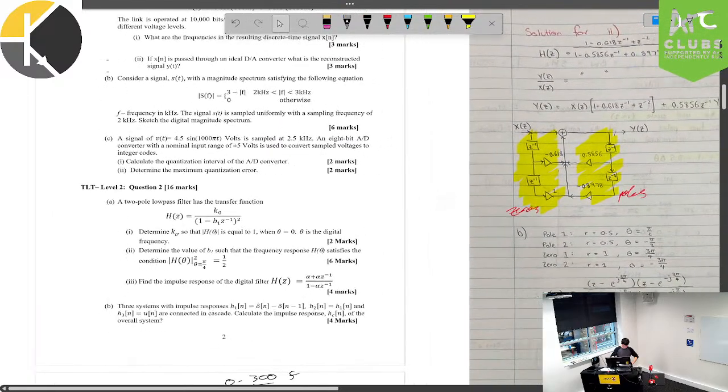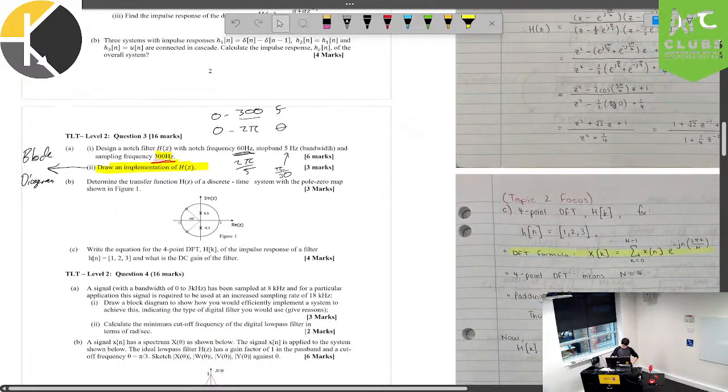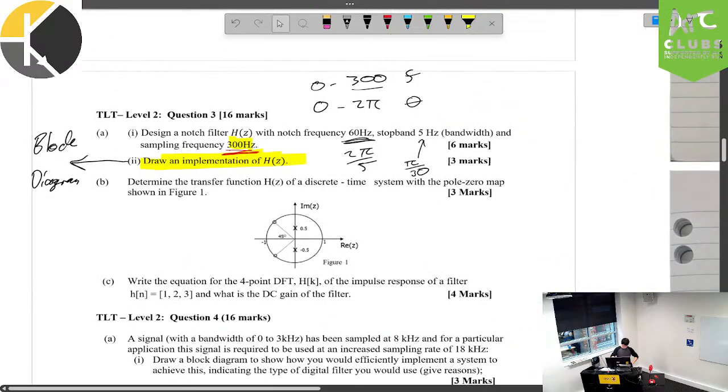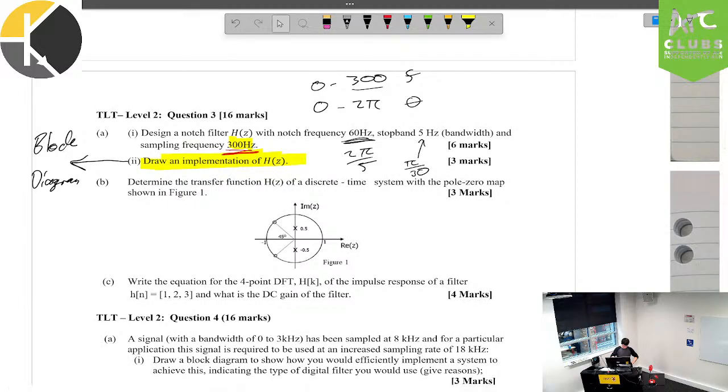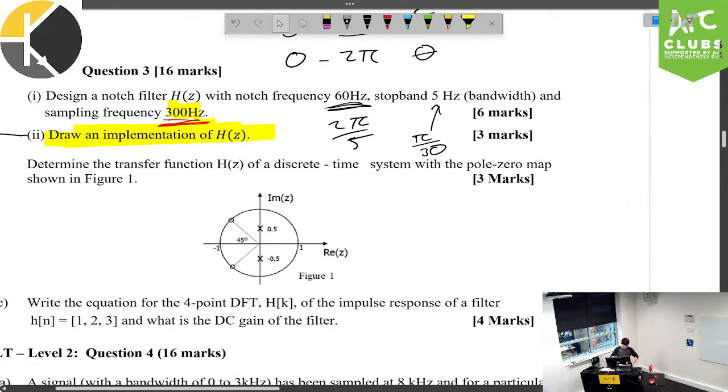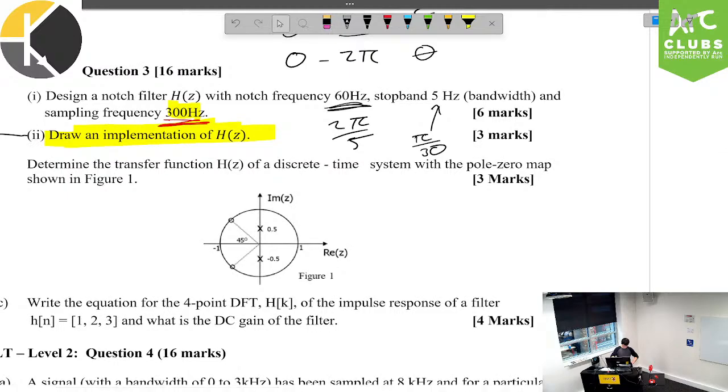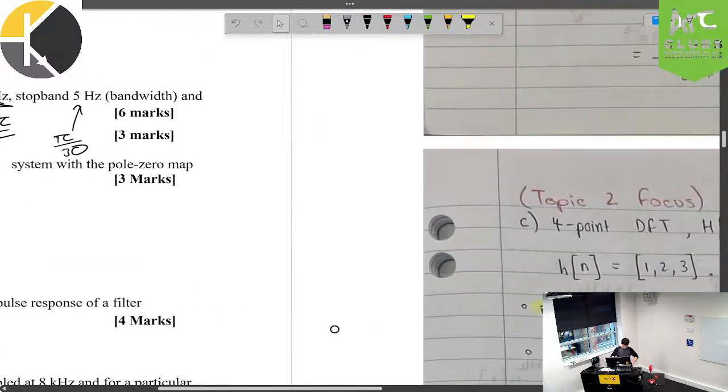All right, now we go ahead and we think about section B. Determine the transfer function H(z) of a discrete time signal with a pole zero map shown in this figure. Now, we recognize that there are poles on the imaginary axis, meaning at pi on 2 and 3 pi on 2, rather at pi on 2, we're going to want a peak. Okay, that's where our maximum is going to lie. And since we have zeros pretty much on the unit circle at the angle of 3 pi on 4, we're going to hit 0 when we get there.